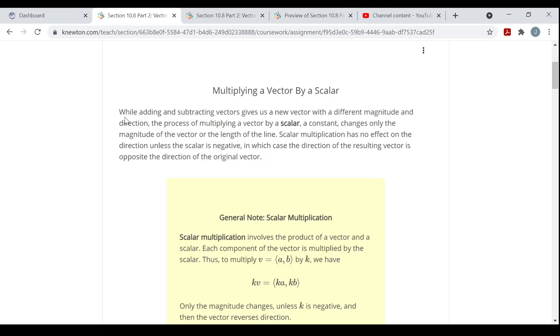Now we saw, hopefully, adding and subtracting already. While adding and subtracting vectors gives us a new vector with a different magnitude and a different direction, the process of multiplying a vector by a scalar, a constant, a scalar is just a number, changes only the magnitude of the vector, or the length of the line. Scalar multiplication has no effect on the direction unless the scalar is negative, in which case the direction of the resulting vector is the opposite of the direction of the original vector.